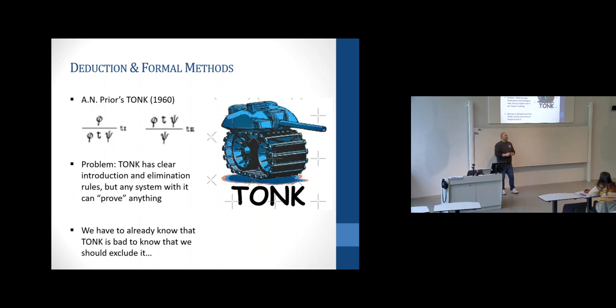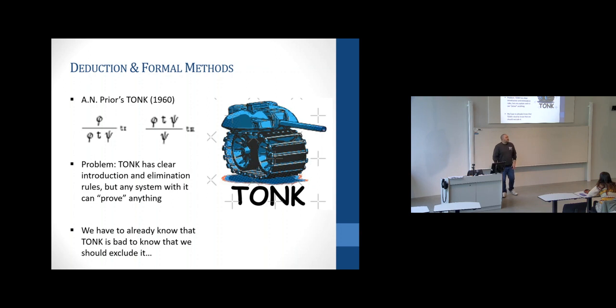Why is this a problem? Because we can now derive anything. Take any axiom you want as P. Tonk to P tonk Q for any Q. Tonk to Q, whatever Q is.